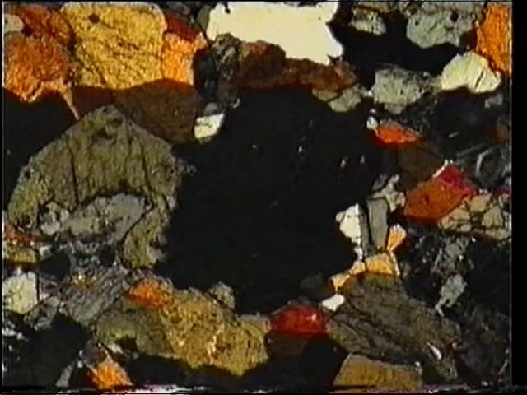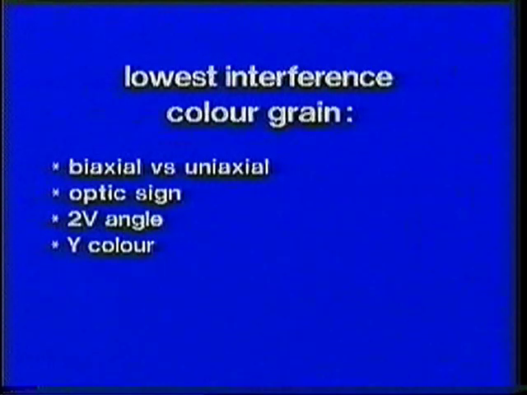Check its pleochroism. It should be non-pleochroic if an optic axis is vertical. It's only slightly pleochroic, so we'll use it. And here are the properties we can determine from this grain.